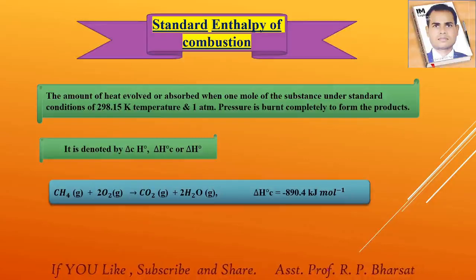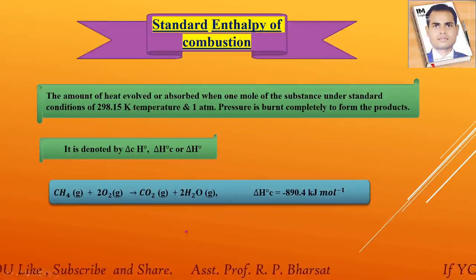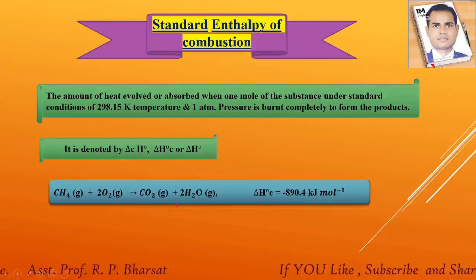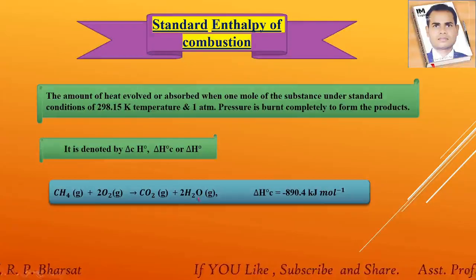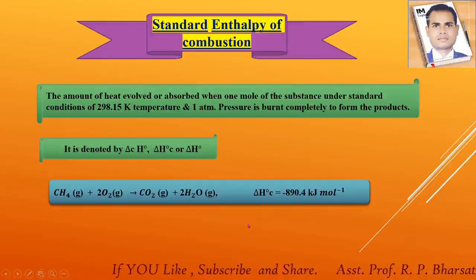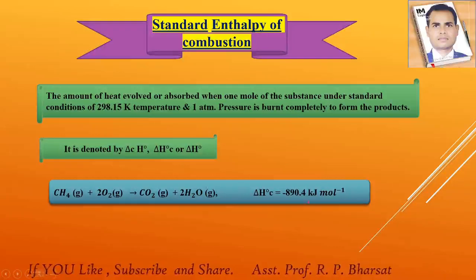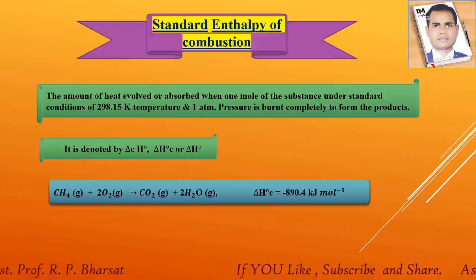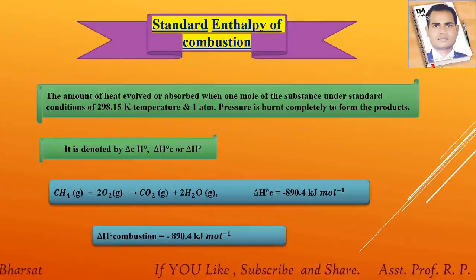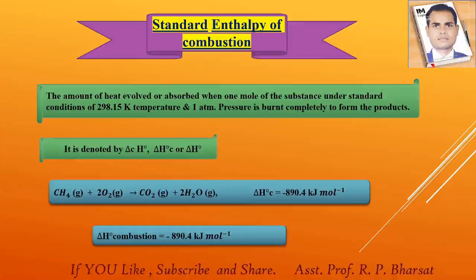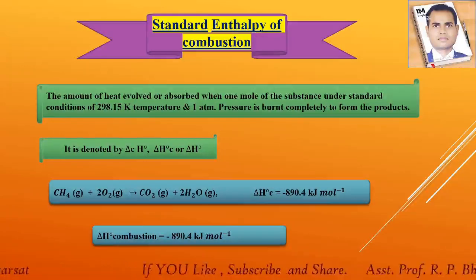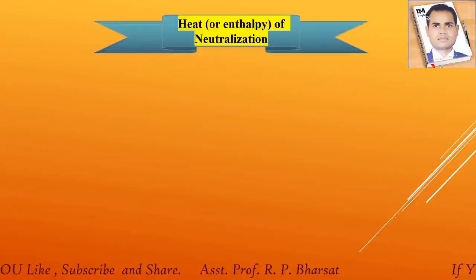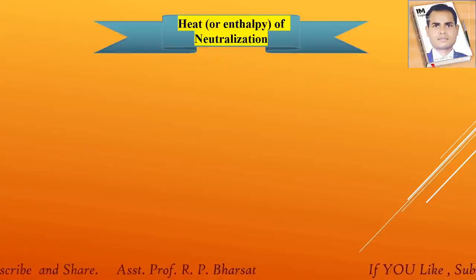Now see in this reaction, for example, the methane combustion is given, and production of carbon dioxide is there, and one more water molecule is formed there, and you will see that much amount of standard enthalpy. So the standard heat of combustion is minus 890.4 kilojoule per mole.